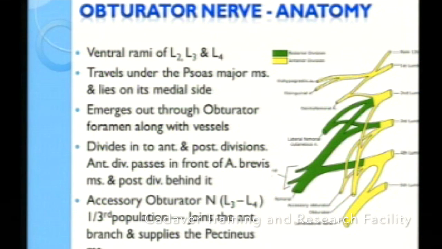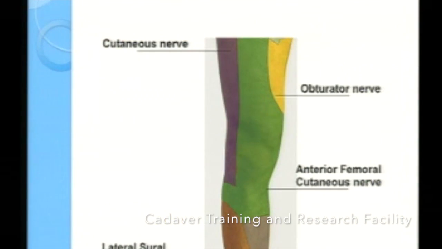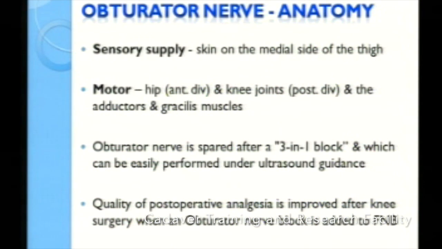One thing you should remember: an accessory obturator nerve is also present in one-third of the population, which joins the anterior branch of the obturator nerve and supplies the pectineus muscle. This is the area supplied by the obturator nerve, that is the medial side of the thigh. The sensory supply of the obturator nerve is to the skin on the medial side of the thigh. For the motor supply, the anterior division supplies the hip joint, and the posterior division supplies the knee joint.